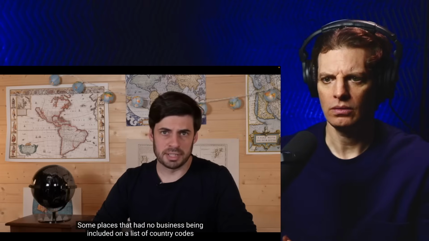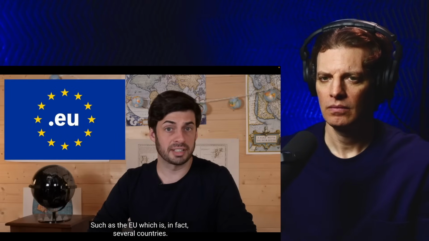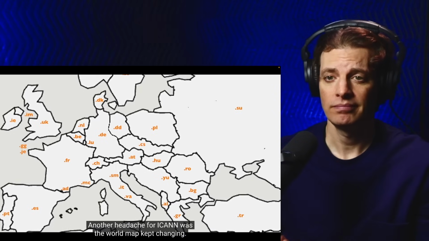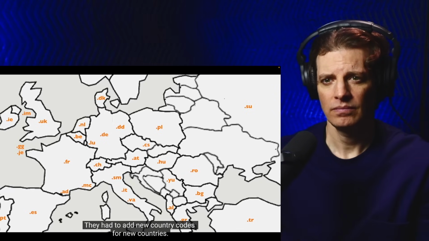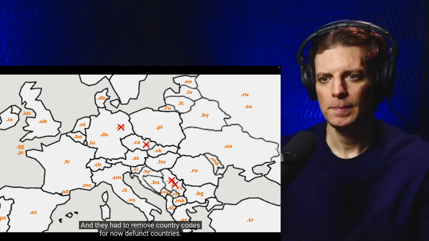Some places that had no business being included on a list of country codes demanded to be added, such as the EU, which is in fact several countries. Another headache for ICANN was the world map kept changing. They had to add new country codes for new countries. And they had to remove country codes for now defunct countries.